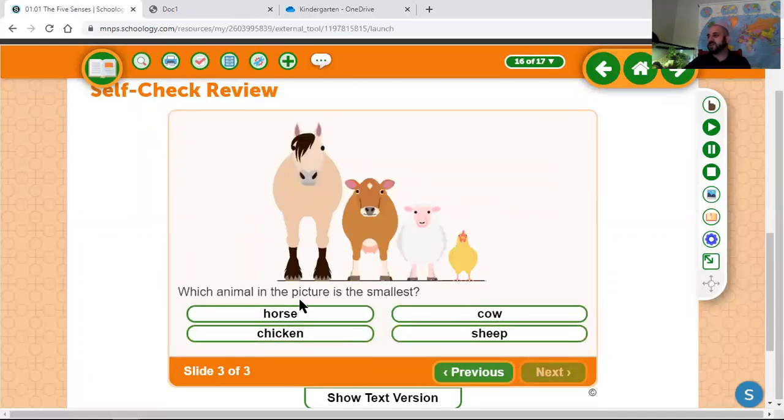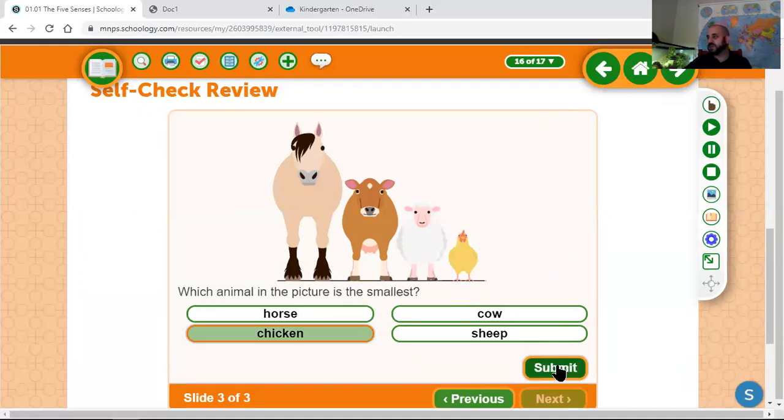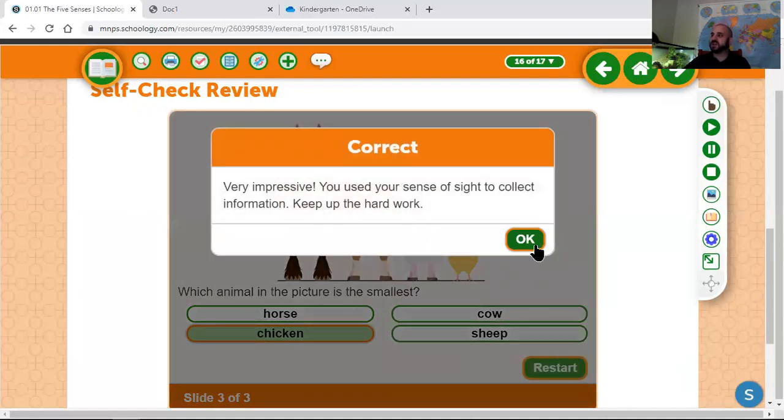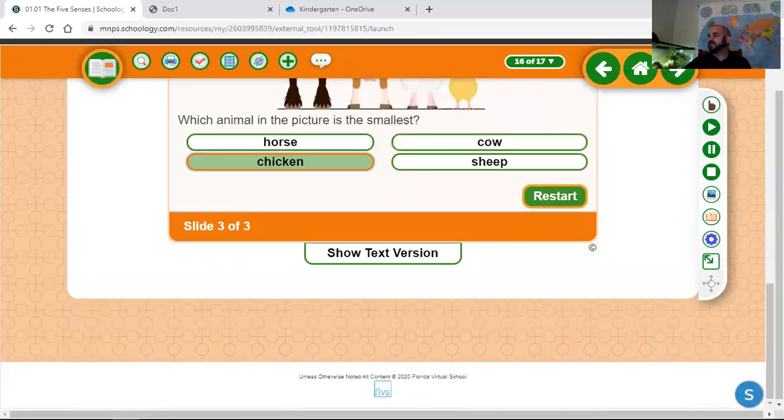Which animal in the picture is the smallest? So I see a horse, a cow, a sheep, and a chicken. And the smallest is about size. So the horse here is the biggest, which means that the chicken must be the correct smallest. All right.